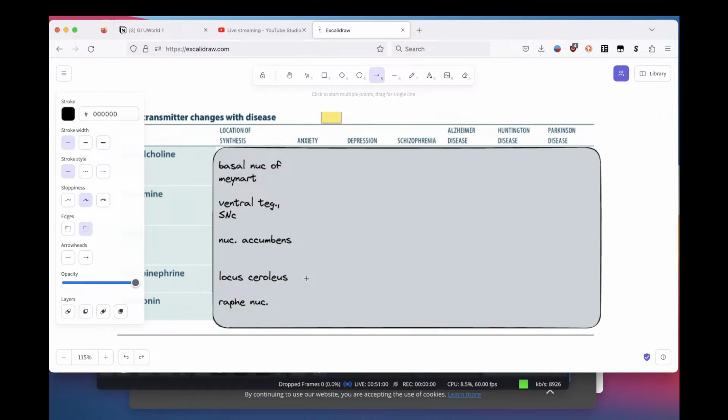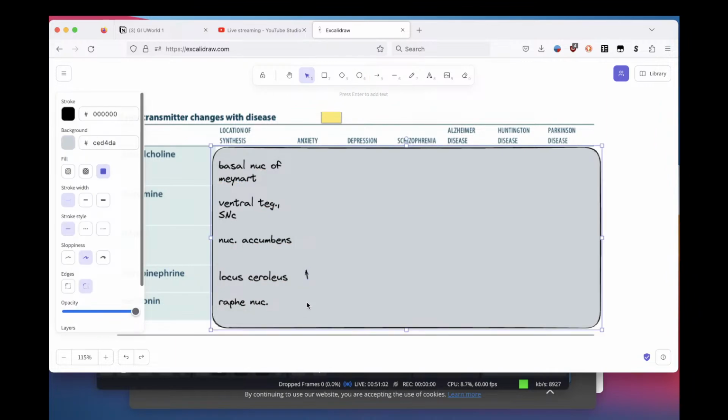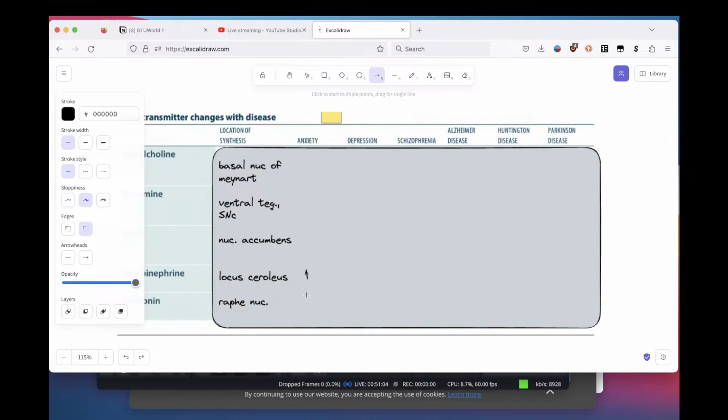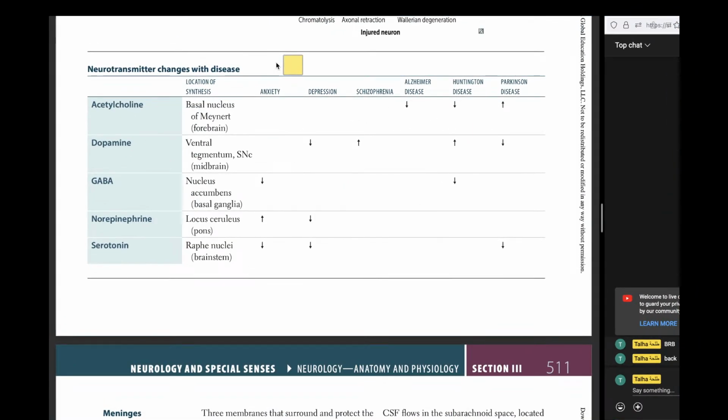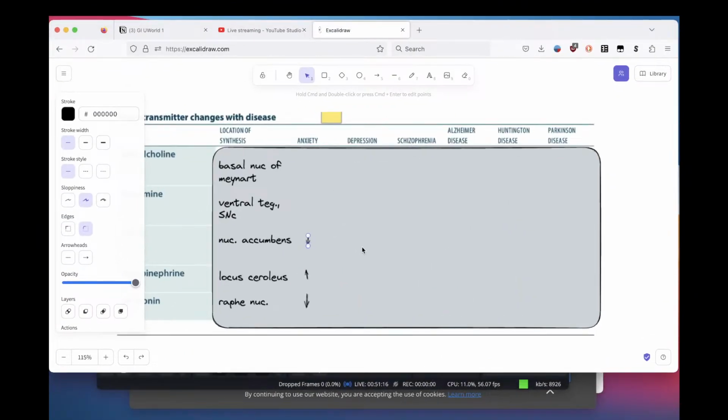Norepi is up in anxiety. Serotonin is down in anxiety. GABA is down in anxiety. And let me just put it again. GABA is down in Huntington's also. Okay, serotonin is down in depression. And serotonin is also down in Parkinson's.